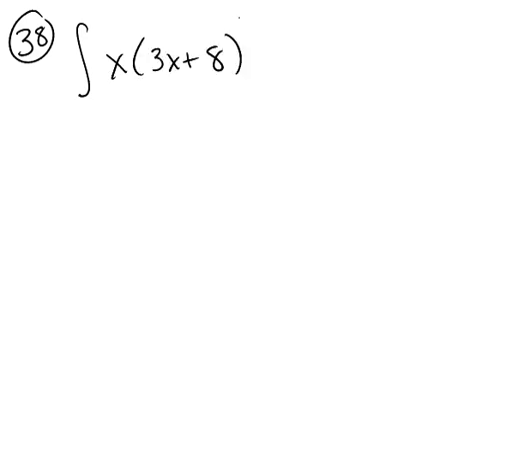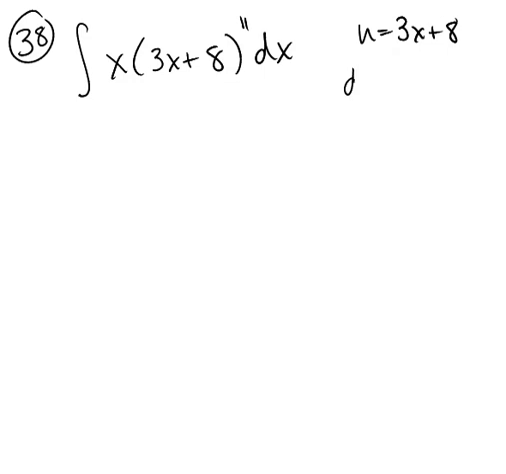Okay, now we're looking at number 38. It's the antiderivative of x times (3x + 8)^11 dx. So even though this is a polynomial, you really do not want to have to expand that (3x + 8)^11. So let's try letting u equal that.